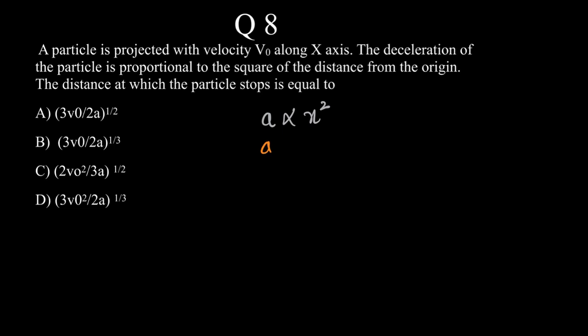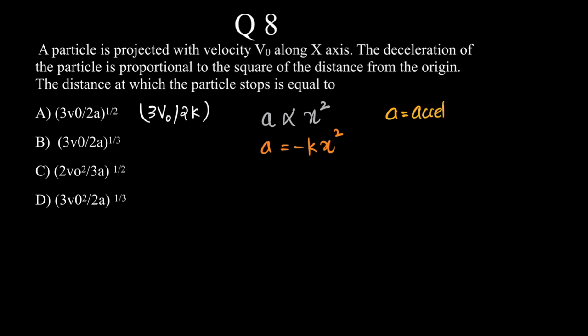So this will further be equal to, further a is equal to minus k x square. In which case I may have to alter the option here. So let's take that every option here is 3v0 by 2a. Let us assume that to be 2k. So if a is equal to minus k x square, see what is basically a is equal to?